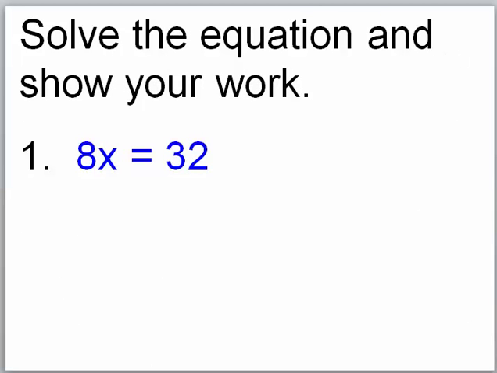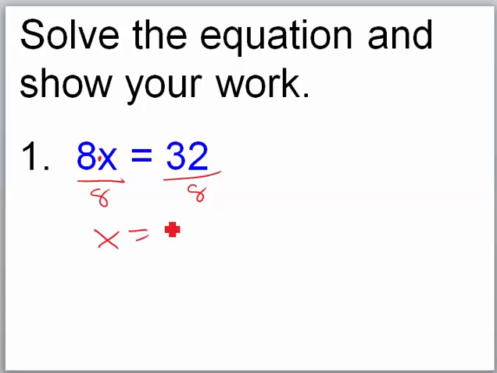Alright, here we go. So I have 8x equals 32. Remember, when this 8 is beside the x, that means I am multiplying. So this means 8 times x. So to undo multiplication, I have to do division. So I'm going to divide by 8 on both sides.